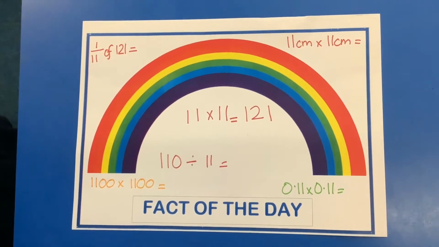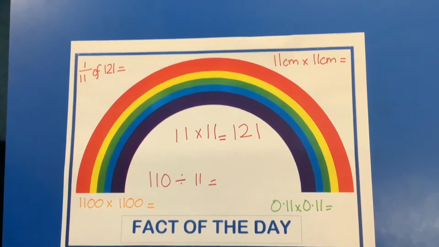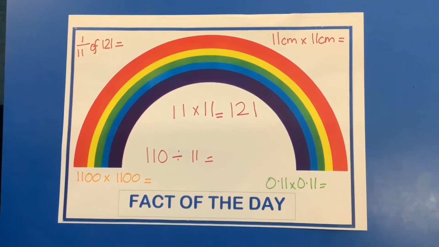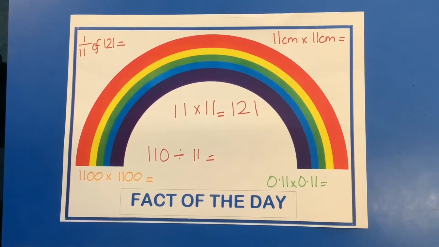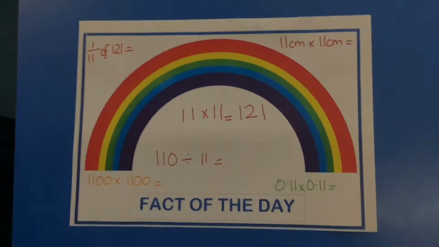Happy Thursday. Here's your Master of Maths fact of the day. 11 times 11 equals 121. What other facts do you know about 11 times 11? Mega facts and mini facts, please.